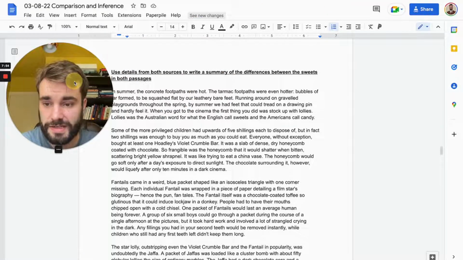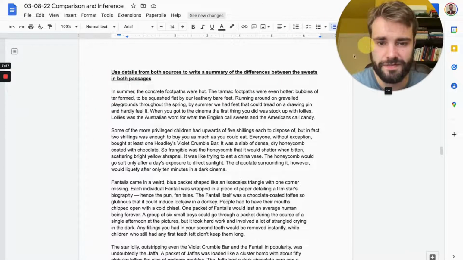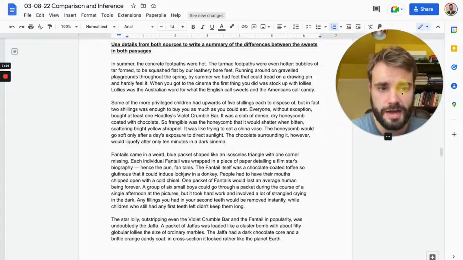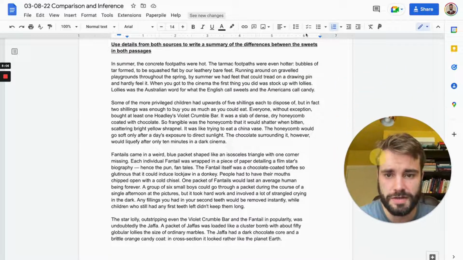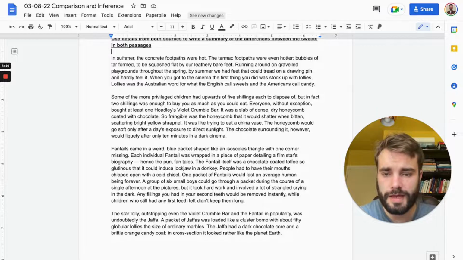So let's look at a couple of examples. Okay, we've got 2 texts. So here is the first text. It is about a child's experience, well, an adult's experience remembering when they were a child and their experience with sweets. That's why I used that example earlier. So here is the text.